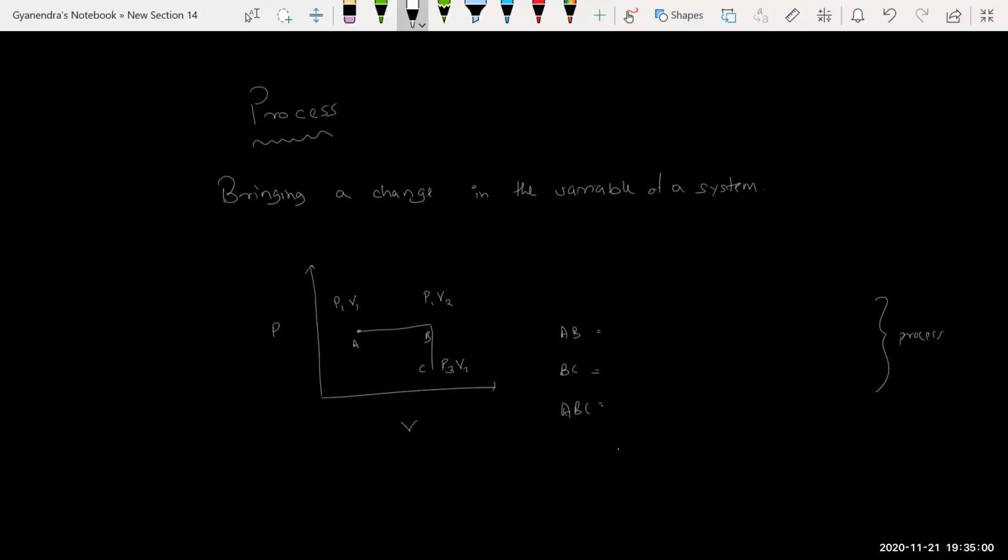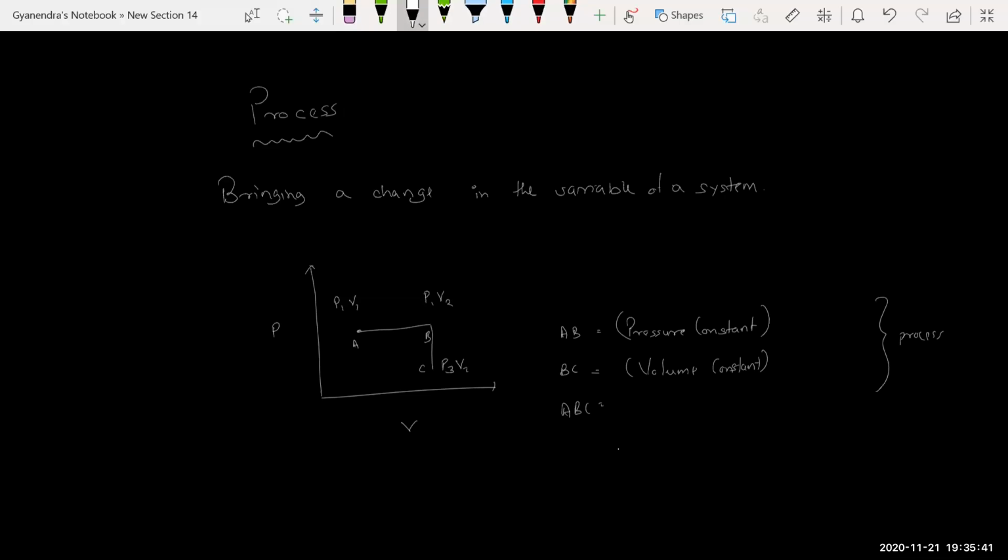Different types of process. If you look at AB, you'd observe that there is no change of pressure. Pressure remains constant throughout this process, right or not? So by doing a process, you may keep the pressure constant. And if you look at the second process, the volume remains constant. So a process can be of different nature. Do you understand that? ABC is a complete process.